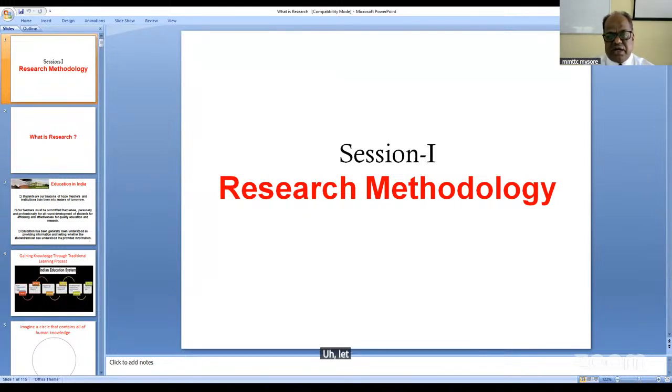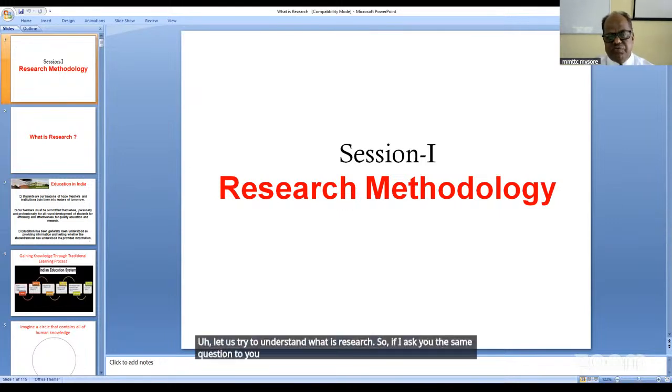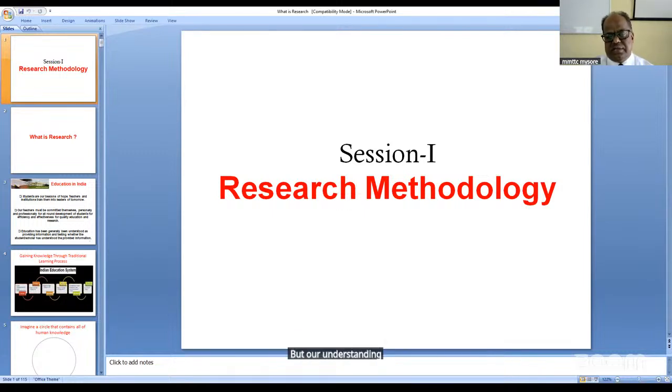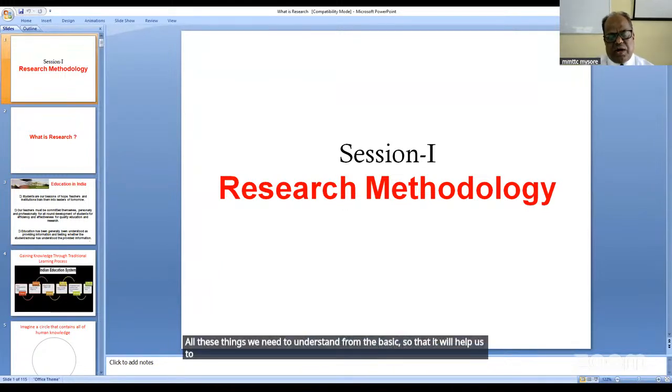Let us try to understand what research is. If I ask you the same question, many of you will certainly give a definition, and the definition may or may not be correct. But understanding the importance of research and the etymological origin of the term research, all these things we need to understand from the basics, so that it will help us understand the deeper meaning of research and why we should do research.